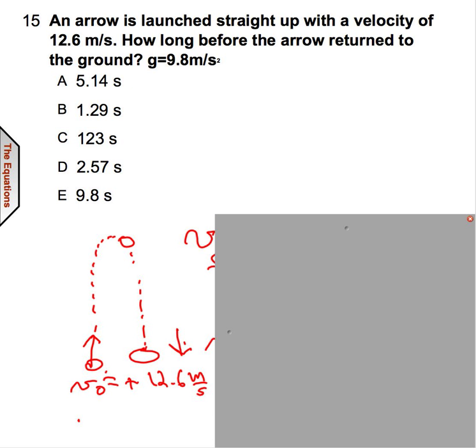An arrow is launched straight up with a velocity of 12.6 meters per second. How long before the arrow returns to the ground? So it's launched over here at 12.6 meters per second, goes to the top and comes back here. How long a time elapses? So stop the tape and see if you can do the problem.